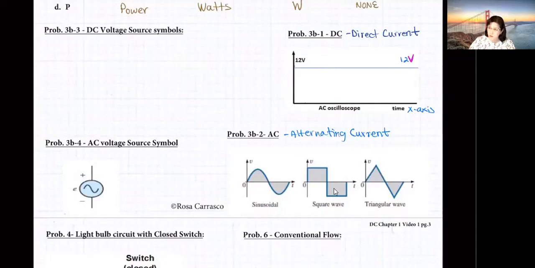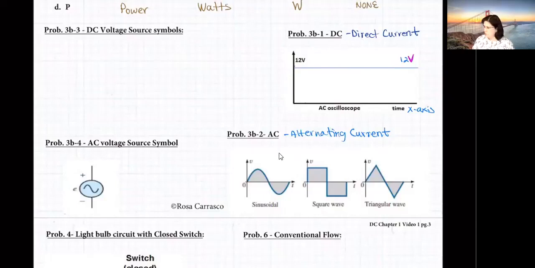We will use the square wave in digital fundamentals. If you have me for digital fundamentals on Tuesdays and Thursdays, we will be using the function generator for the square wave for the breadboarding that we'll be doing, okay? The triangle wave, we don't use as much, but it can be done, all right? Any questions on the difference between DC and AC?